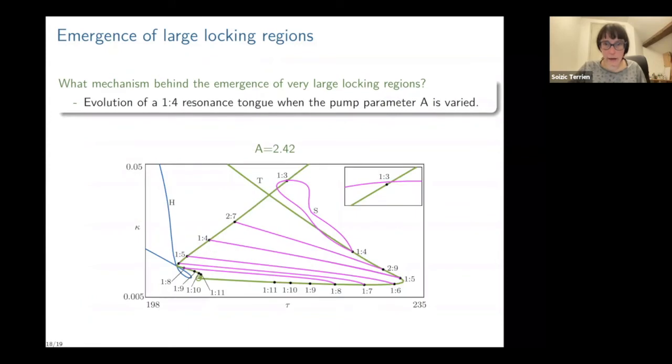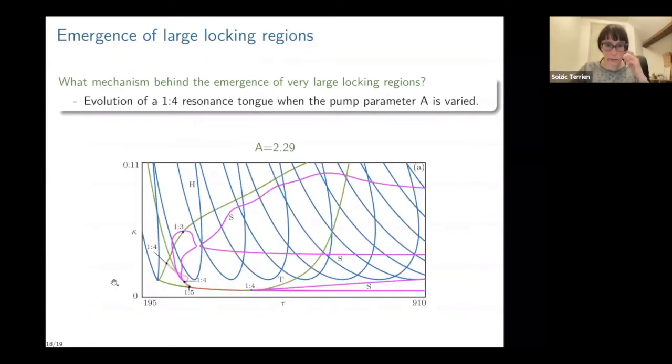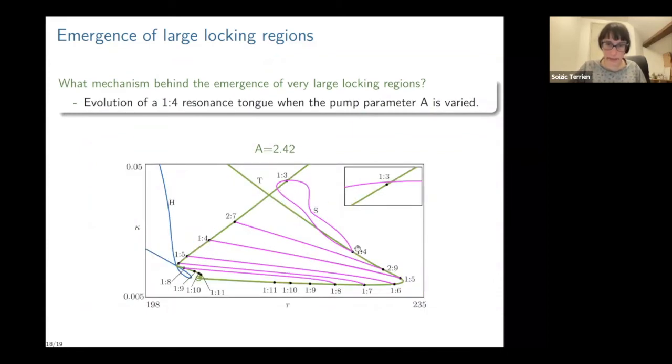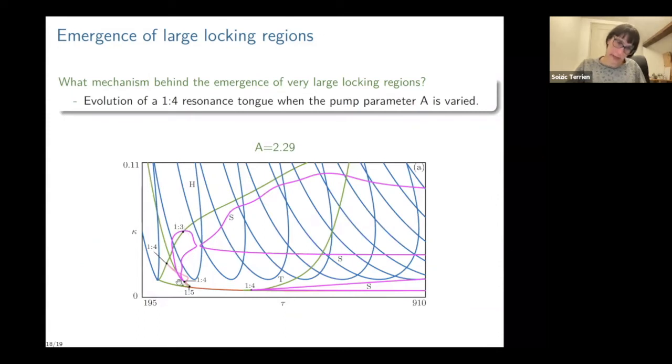When we decrease A further and go back to a larger view of the bifurcation diagram, this resonance tongue became this one. So it's still reasonably large, but not as massive as we saw before. But in the meantime, as we decreased the value of A, we had a massive locking region which arrived from very large values of tau. So it comes from infinite values of tau, and as we decrease the value of A, this moves towards smaller and smaller values of tau. And here, this gets very close to the original resonance tongue that we see here.